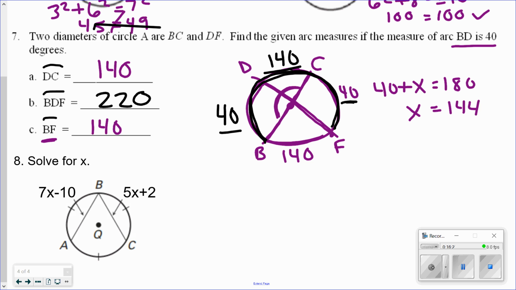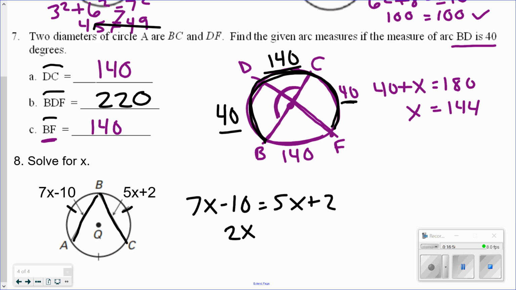And for our last problem, number 8, we want to solve for X. If you look at this diagram, we notice that those two arcs are congruent, meaning that these two chords are going to be congruent. So to solve for X, I'm just going to set these two equations equal to each other. And this will simplify to 2x is equal to 12, and then x is equal to 6.